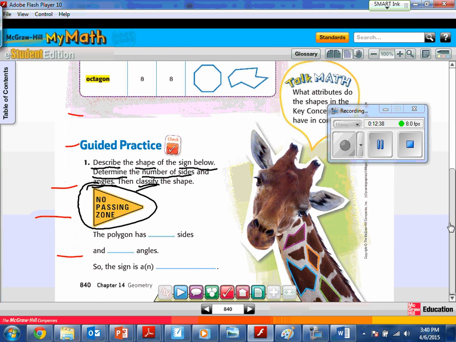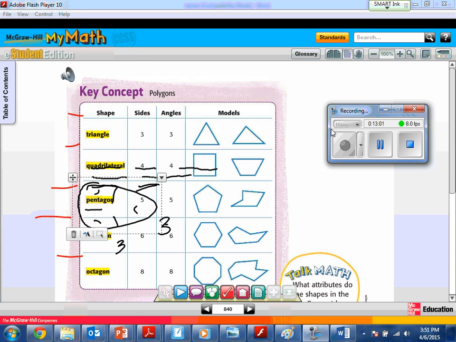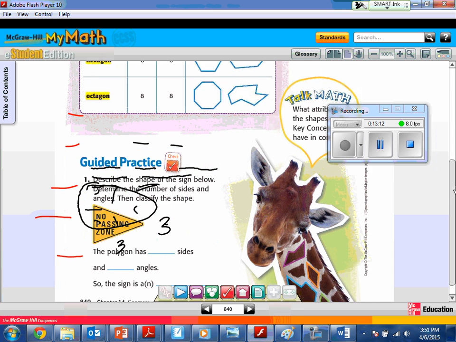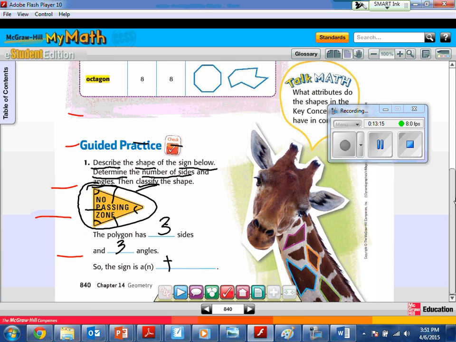So, let's first start out with the sides. Go ahead and take a few seconds and count up the number of sides this no passing zone sign has. If you said 3 sides, you're correct. Now, let's think about our angles. How many angles does it have? 3 angles. So what we're looking for is 3 sides, 3 angles, and of course, if you haven't figured it out, this sign is a triangle.